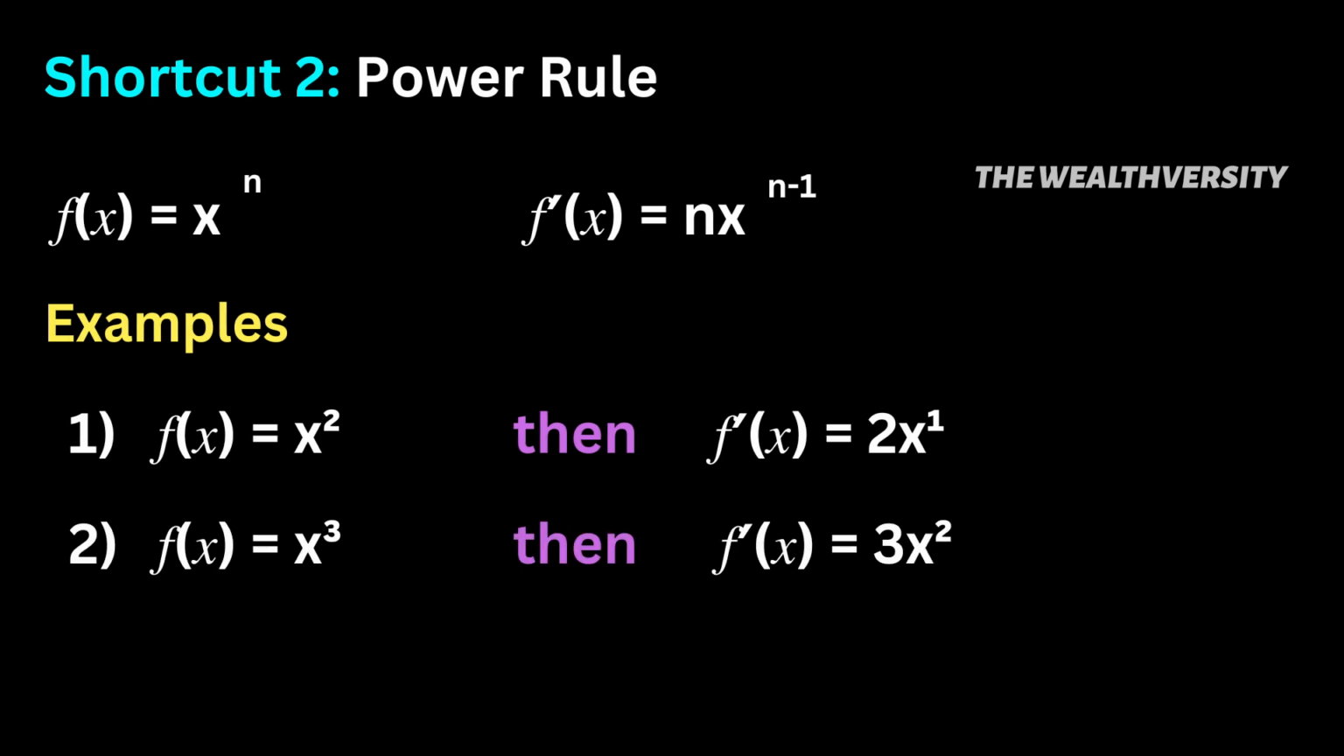In the second example, f of x is equal to x cubed. So 3 is the n. To get the derivative, we move the 3 down beside the x and subtract 1 from the exponent. So the derivative of x cubed is 3x squared.